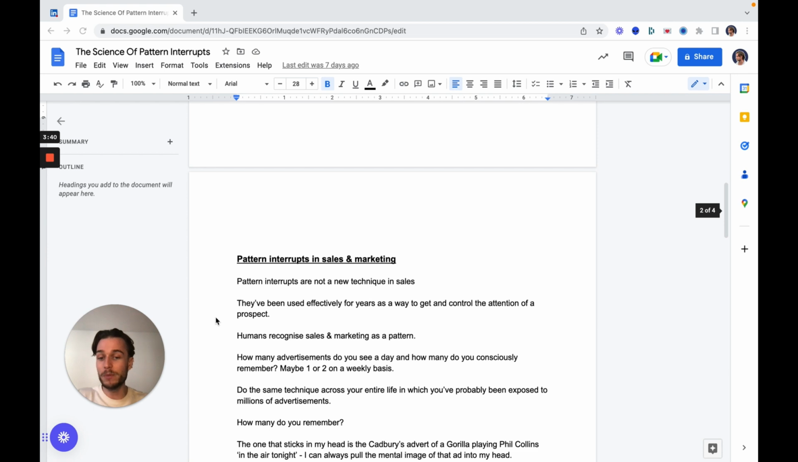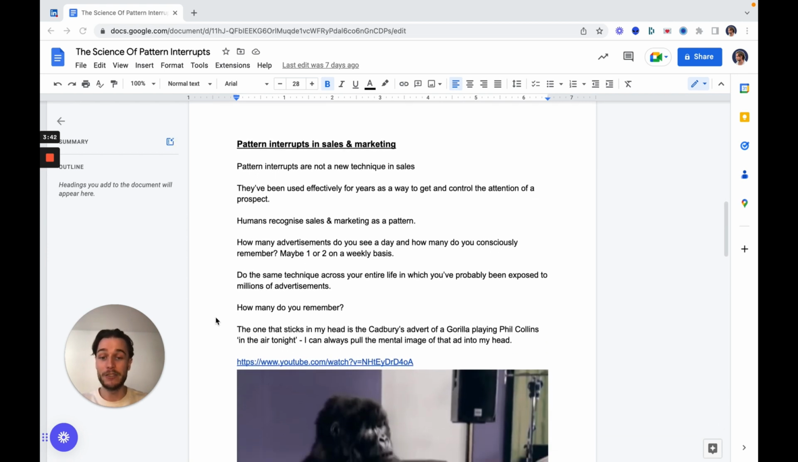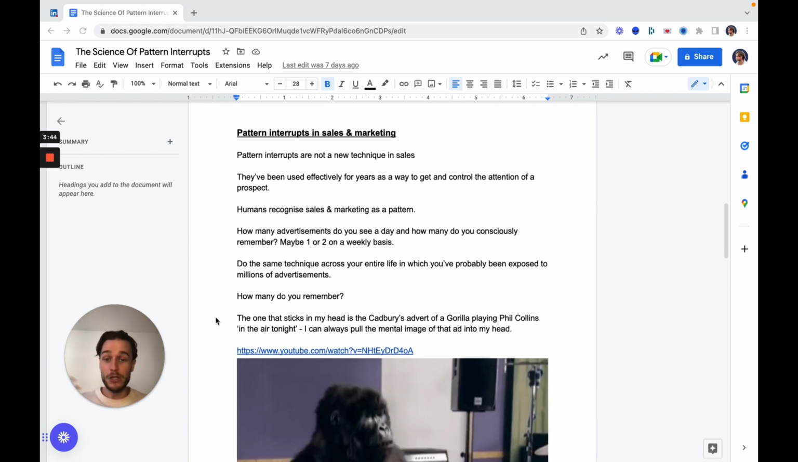So, pattern interrupts in sales and marketing. As I mentioned, pattern interrupts are not a new technique in sales. They've been used effectively for years and years as a way to get and control the attention of a prospect. Humans recognize sales and marketing as a pattern. Just think about how many adverts you have seen your entire life. Even this year, you've probably seen hundreds of thousands of adverts, whether on TV, billboards, buses, in public, on your mobile phone, on your computer, before every single YouTube video you watch, unless you have YouTube Premium. They're all over the place.